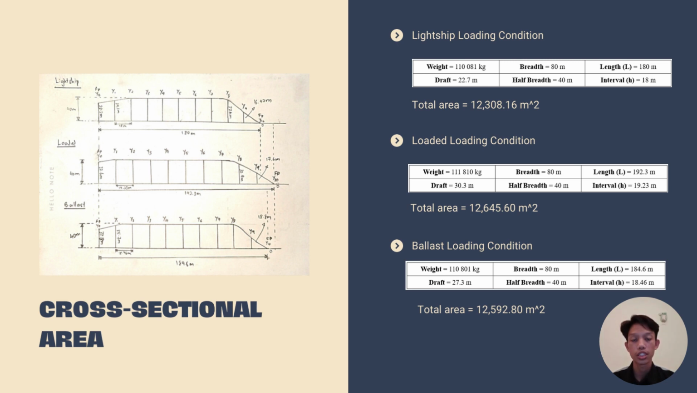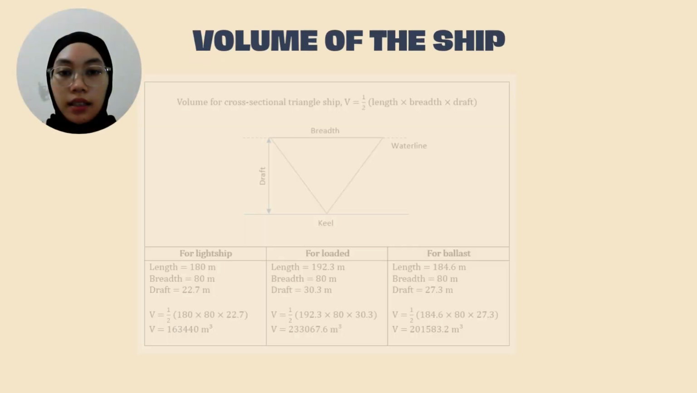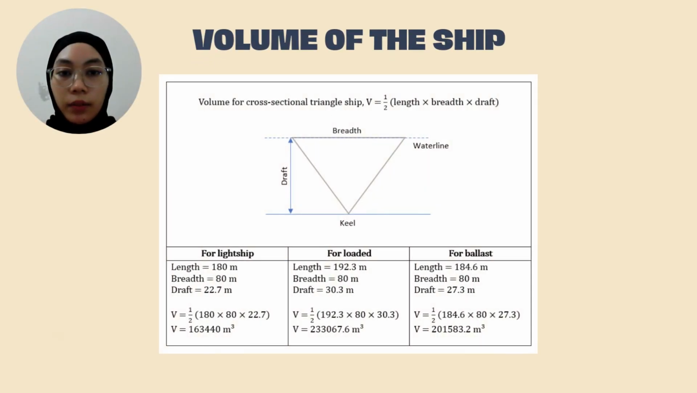After the cross-sectional area of the ship had been calculated under the three types of loading condition by using Simpson's first rule, the total area for the light ship will be 12,308.16 meters square. The total area for the loaded will be 12,645.6 meters square, and for the ballast loading condition will be 12,592.8 meters square.